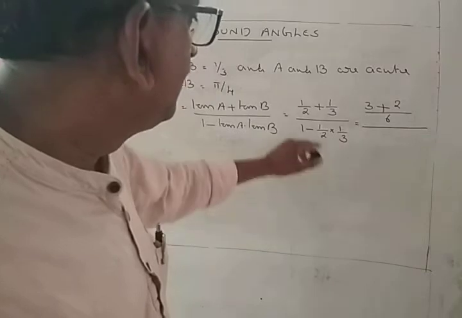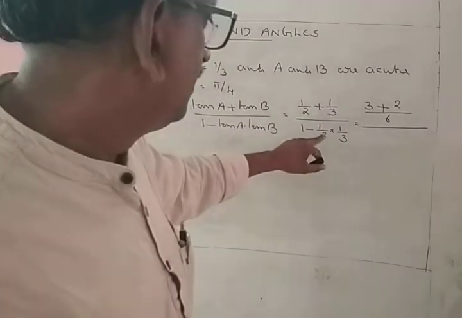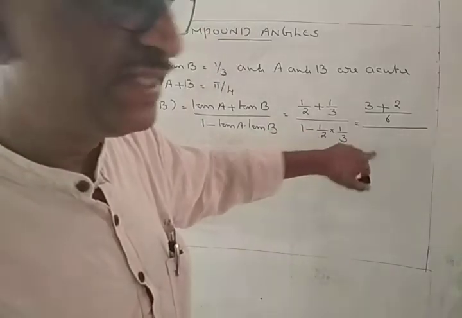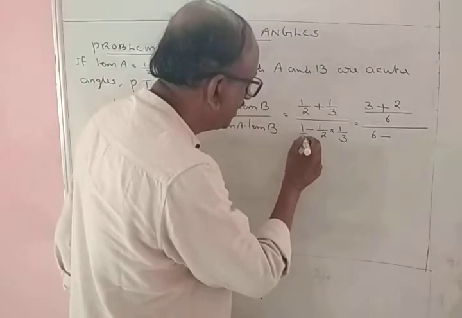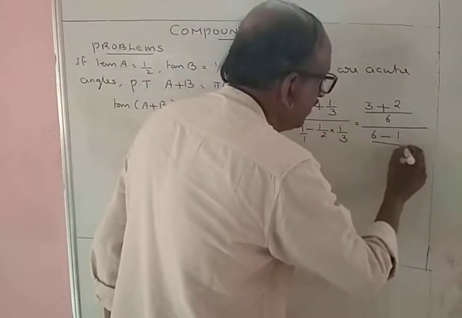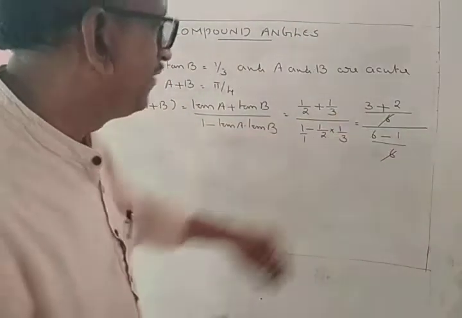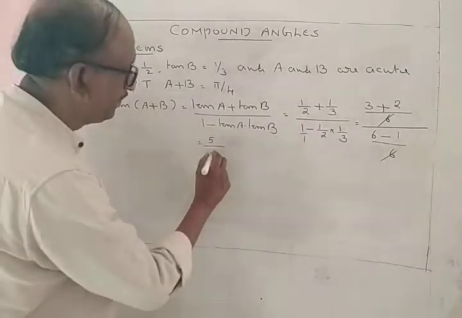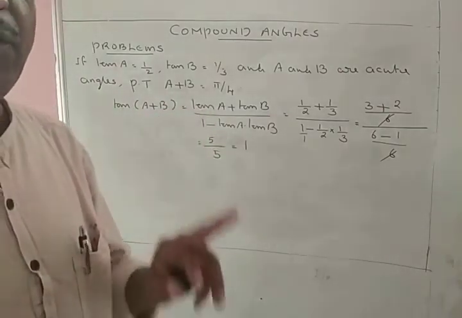Divided by the simplification of the denominator. Here cross multiplication: 1 into 2 into 3, 6. Minus, here 1 by 1: 1 into 1 into 1, 1. Divided by 6. 6 got cancelled. 3 plus 2, 5, divided by 6 minus 1, 5. 5 by 5, 1. Therefore, tan A plus B is equal to 1.